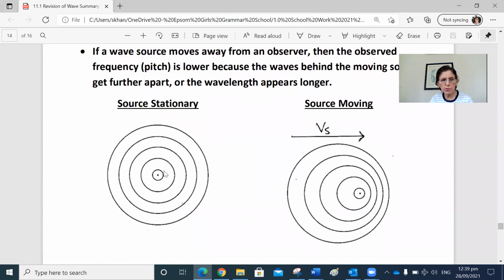Sometimes you could be asked to draw. So if the source of sound was stationary, that means as the waves move in all different directions, people will hear the same frequency because the wavelength does not change. But here, you can see that as the source is moving in this direction, the wavelength does not change, but it appears to have changed because the waves have got less space to occupy.